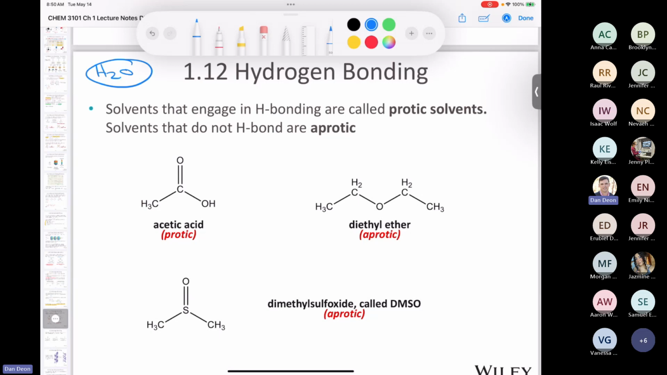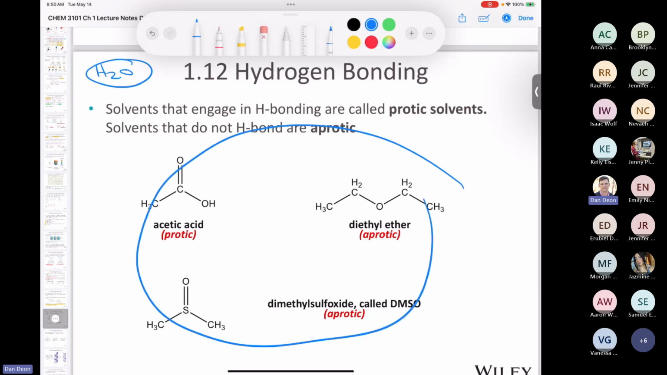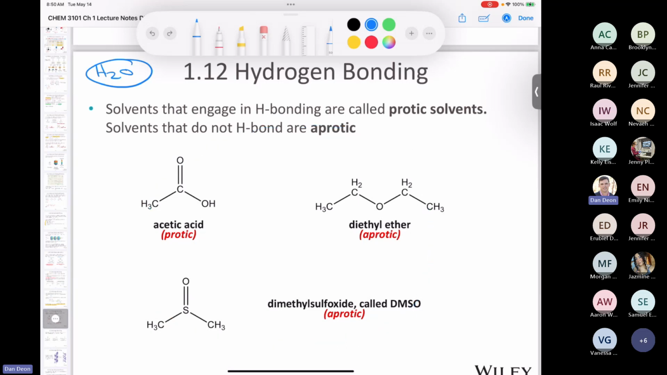But in organic chemistry, there's lots of reactions that don't work in water. Water is a very bad thing for the reaction. And so these three molecules are just examples of solvents that we can use in organic chemistry. Trust me, there's all kinds of other ones, tens of them.